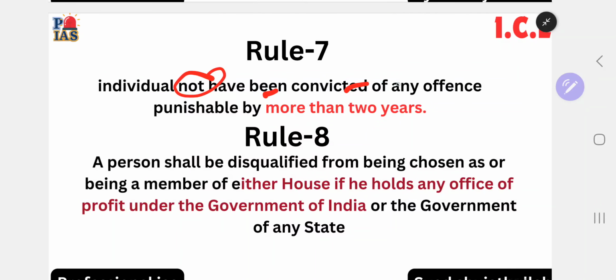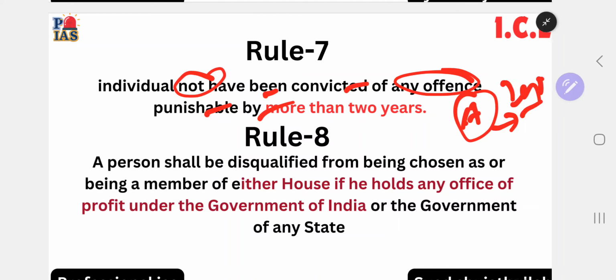Rule number 7. An individual should not have been convicted of any offence punishable by more than 2 years. Let us suppose an individual A has been convicted, and the court has pronounced his imprisonment for more than 2 years. If he is convicted and sent to jail, then that particular person cannot contest elections. This was the case during the Rahul Gandhi Modi defamation case. At that time, the lower court of Gujarat gave him 2 years of imprisonment. Suppose that had not been challenged, then Rahul Gandhi wouldn't have been contesting the elections today.